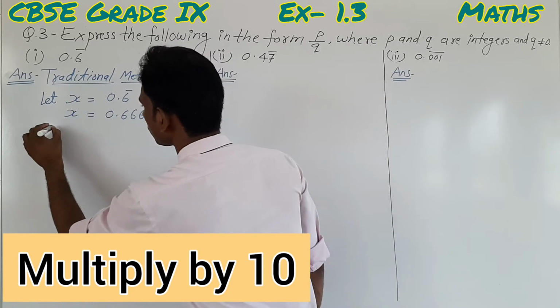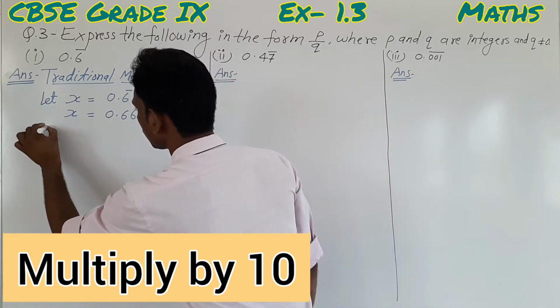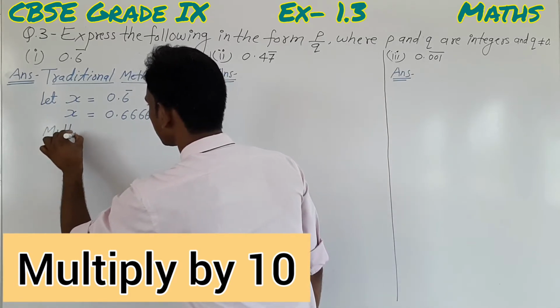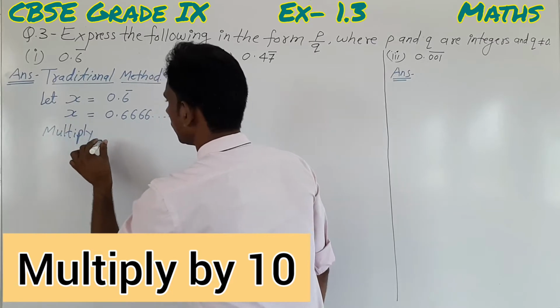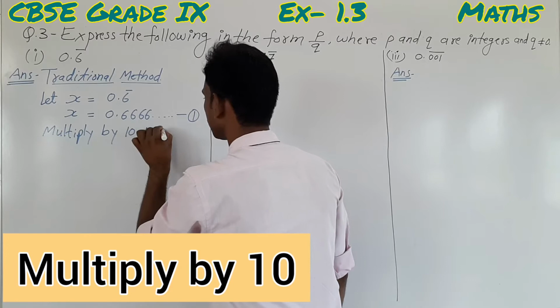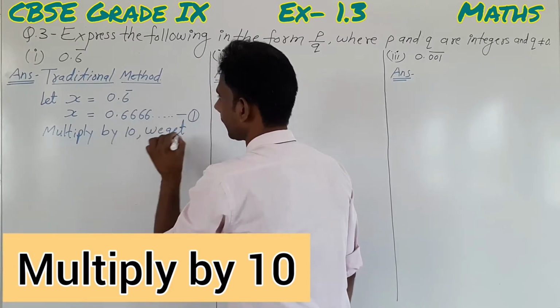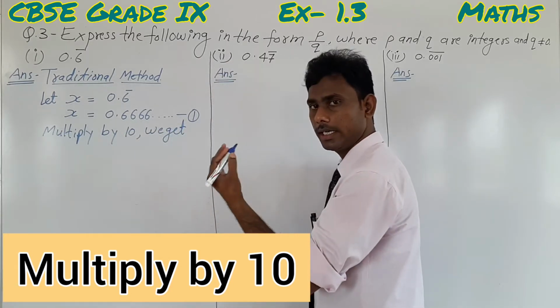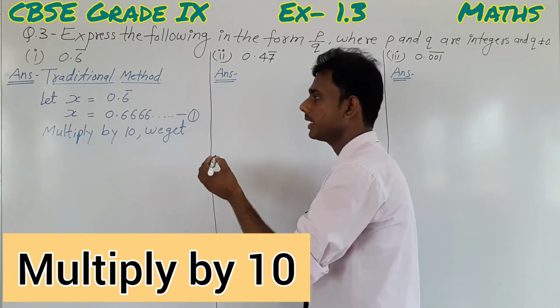So let's see here, only one digit is recurring, so we have to multiply by 10. We get, multiplying both sides, left hand side as well as right hand side.